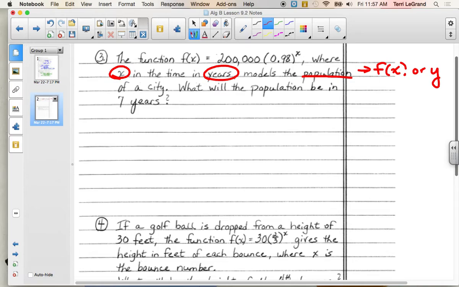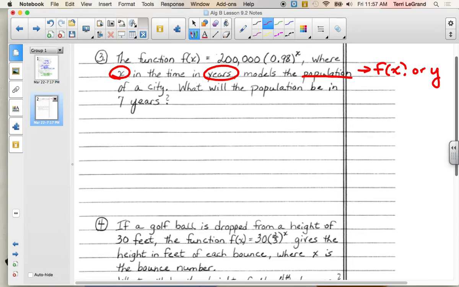What will the population be in 7 years? Hey, can anybody, before you even put your pencils down, put your pencils down. Tell me, no, there's no calculator needed here. There's no pencil needed. I promise you, you can answer this without it. What was the population at the start? 200,000. 200,000, yeah. See that 200,000 there?